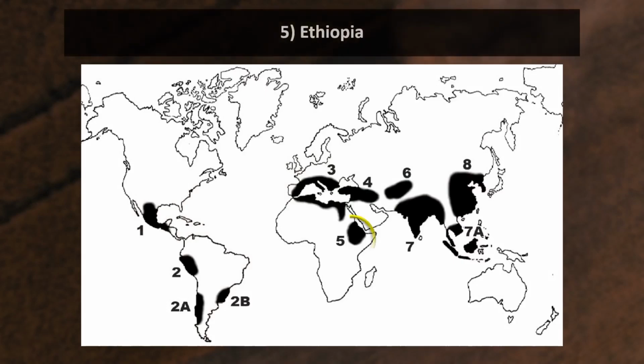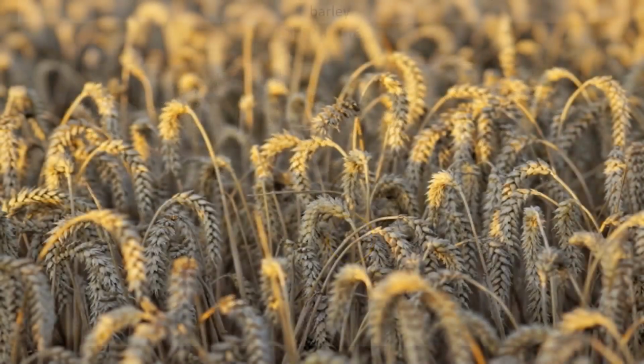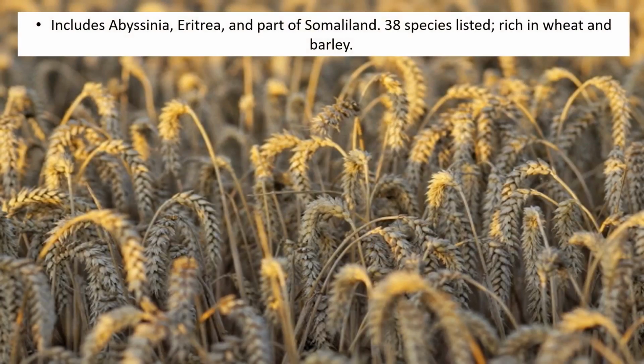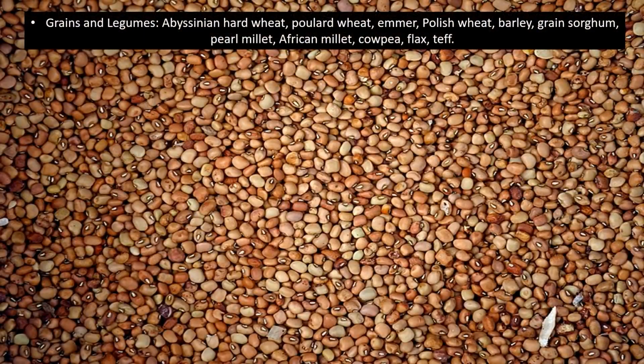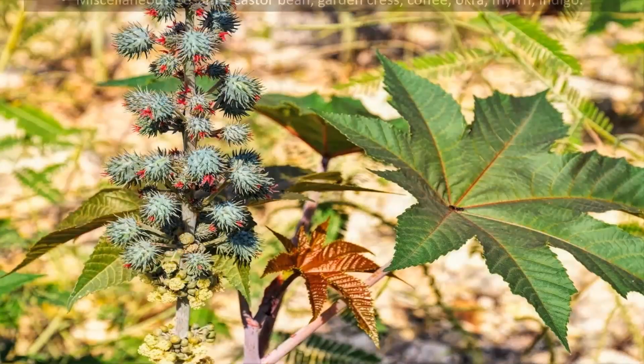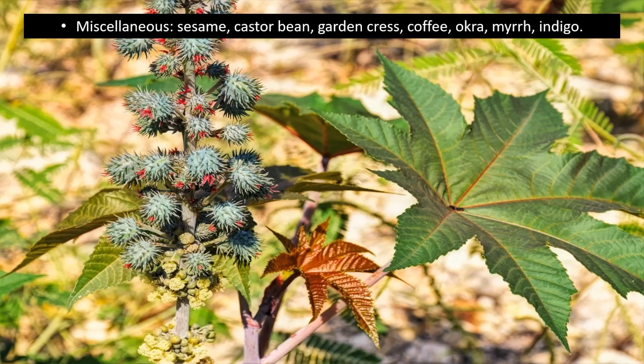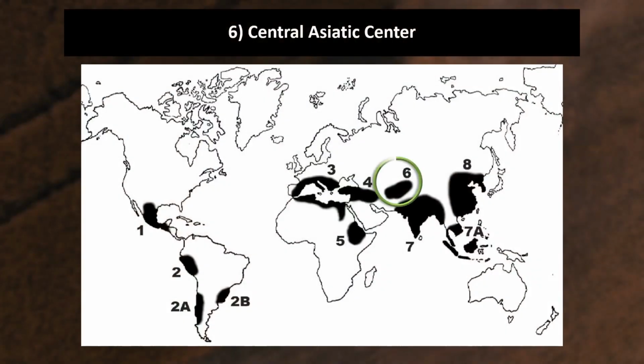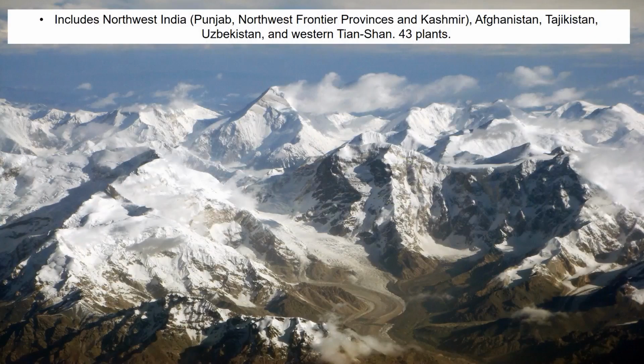Then if you look at the Ethiopian region, that region includes Abyssinia, Eritrea, and part of Somaliland. That has 38 species so far listed, and these are rich in wheat and barley, as you know. Some of the grains and legumes originated from here are Abyssinian hard wheat, poulard wheat, then emmer, polish wheat, barley, grain sorghum, and pearl millet, African millet, cowpea, flax, teff, and many more like sesame, castor bean, garden cress, coffee, okra, myrrh, and indigo.